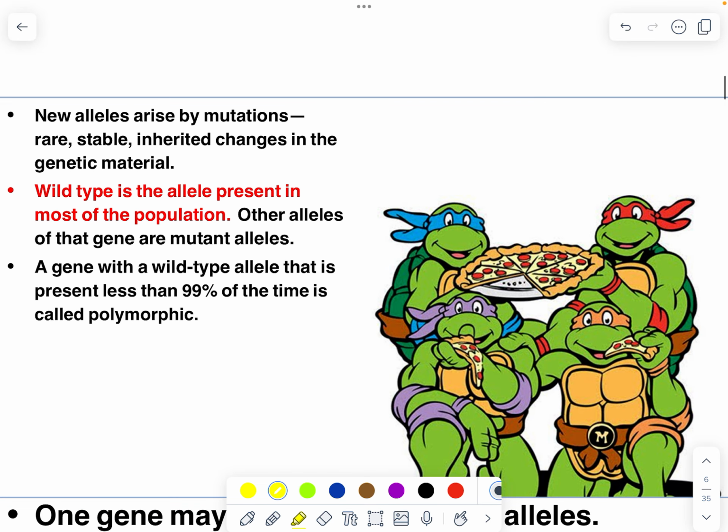Okay, so new alleles arise by mutation. Teenage Mutant Ninja Turtles, back in the 90s, awesome. Sega Genesis game, even better. Actually, no, Nintendo's original NES game, super cool.